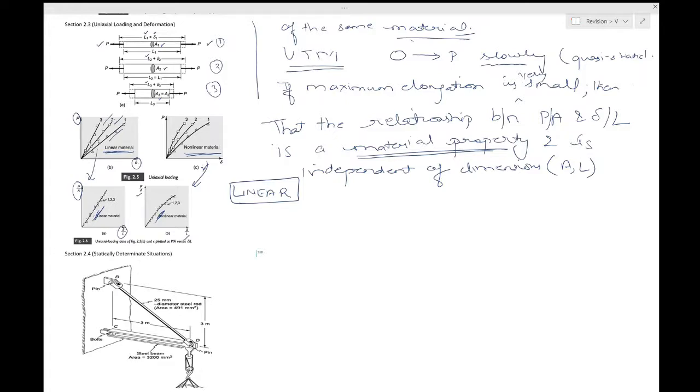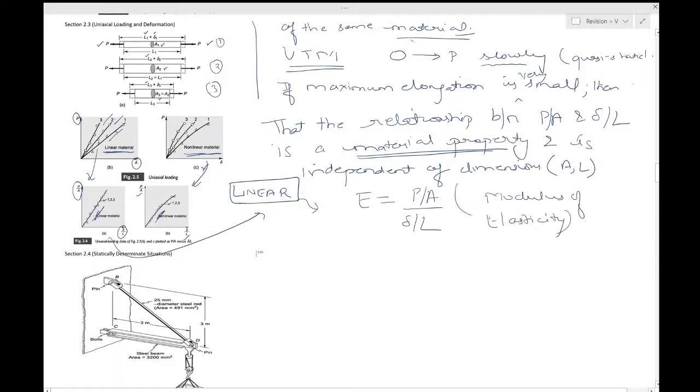Okay, so for this class of material, you have seen that the relationship between P by A and delta by L will actually be a slope. So that slope, for this graph, is called the modulus of elasticity of any material. Okay, this is a definition. It's essentially the slope of this line, and that's how it is defined.